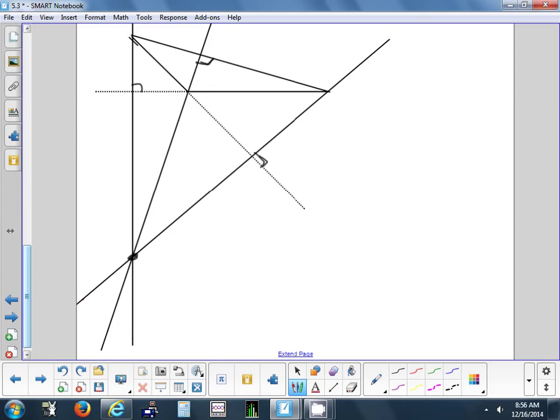Okay, so again, as far as applications of the altitude, the orthocenter is a point that helps you figure out other points on the nine-point circle, but we're not really going to be doing much with it.